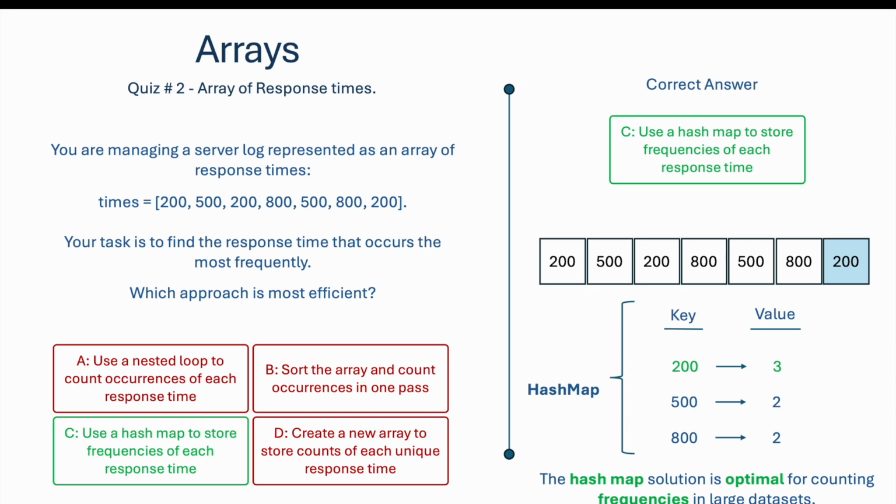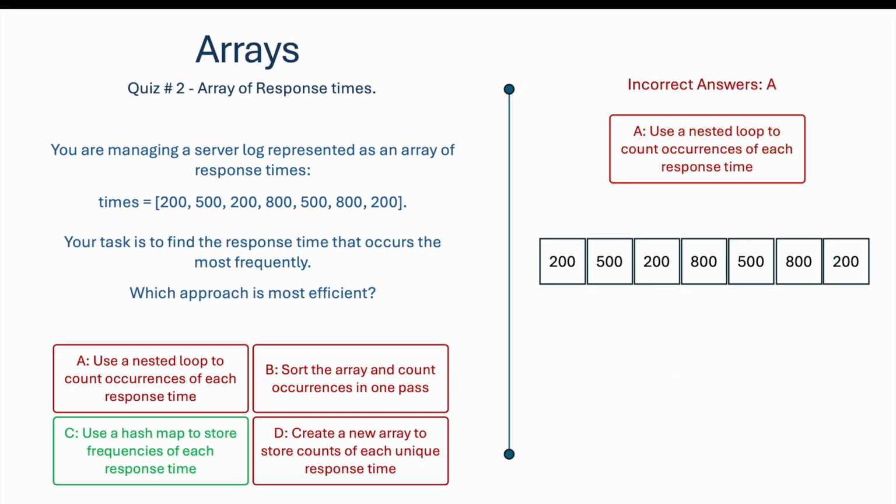Let's see why other options are incorrect. A. Use a nested loop to count occurrences of each response time.